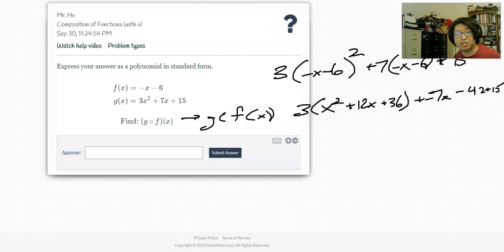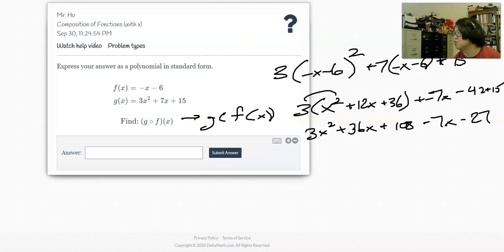Okay. Then I can distribute my 3. So let's go ahead and distribute my 3. 3x squared out there, 36x, and then 36 times 3, oh, that's 108, I believe. So there we go. Minus 7x, minus 42 plus 15, that's actually 27, if I do say so myself. So quick maths on that one.